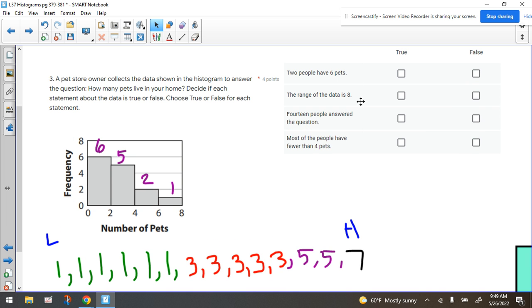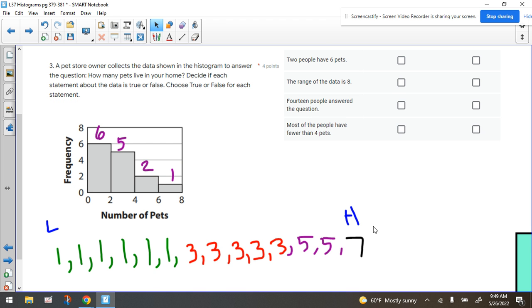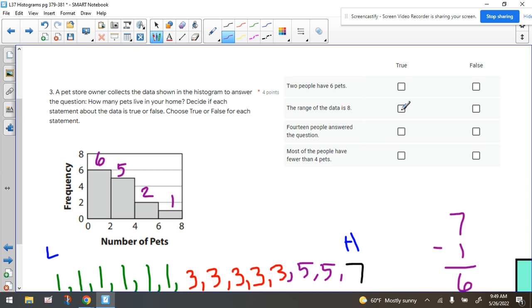Look at the next question. The range of the data is 8. Now, if we look at our hypothetical range, our high is 7, because remember, to find the range, you take the high and subtract the low. Our hypothetical low is 1. And if we were to subtract 7 minus 1, wouldn't we get a range of 6? They're saying the range of the data is 8. It could be, but it also could be this. So we can't really say that that's true because we honestly don't know. All right, let's look at the next part.